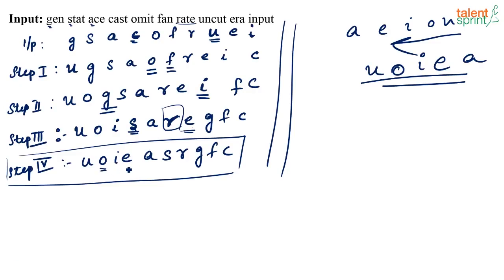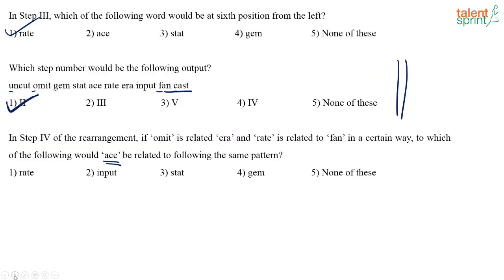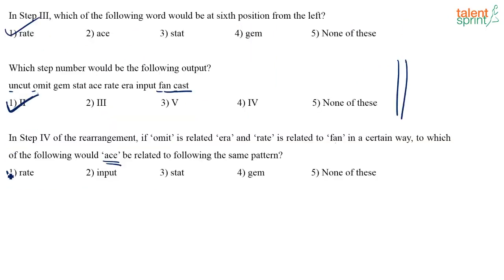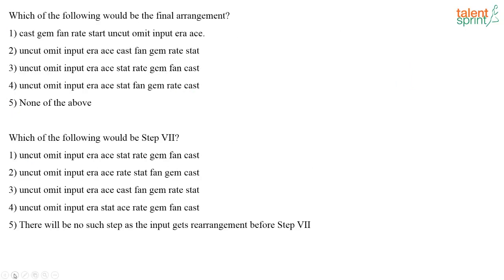So omit and era, then I have rate and fan. In the same way, A's is related to dash. So if you see, you have omit, 1 in between, then era, rate, 1 in between, then fan. So A's similarly has to be related to rate. Rate is your answer. Next one.